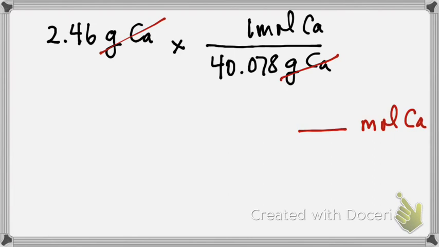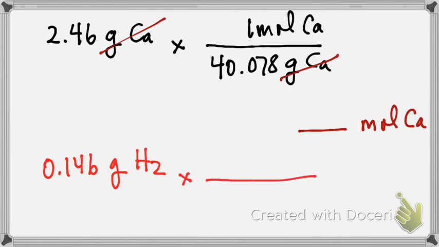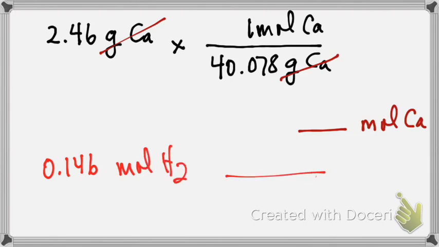Now let's do the reverse. If I have 0.146 grams of hydrogen gas, and I want to know how many moles of hydrogen gas. Actually, I'm doing the same computations. Let me go back on that just a second. Let's say I have 0.146 moles of hydrogen gas, and I want to go to grams. I know that 1 mole is 2.02 grams.